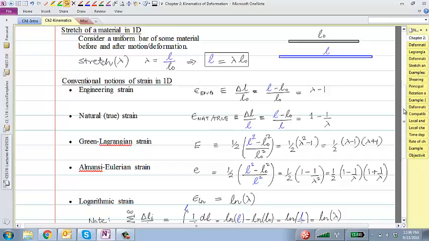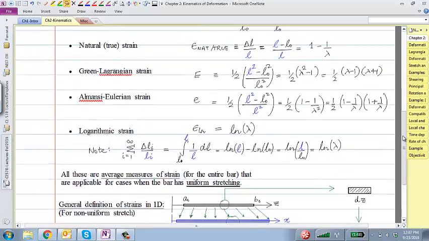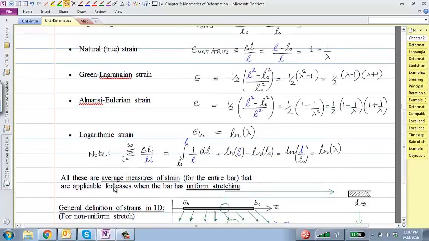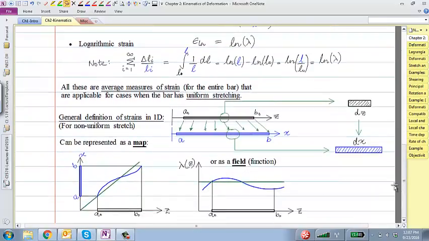So just trying to capture all of that with a big homogeneous equation that says change in length over original length is not appropriate in most circumstances. So what we need is a more precise definition of strain. This strain, as I was saying here, is just an average measure of strain for the entire bar. It does not capture that local strain is always local. Strain at a point is what we want to talk about.